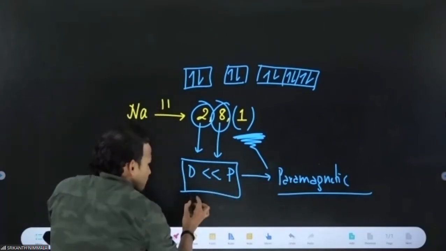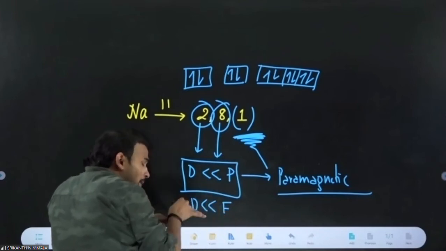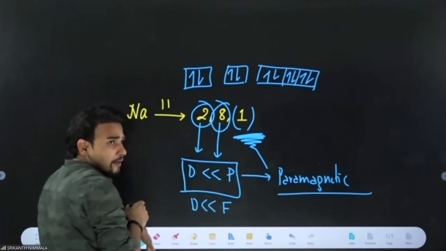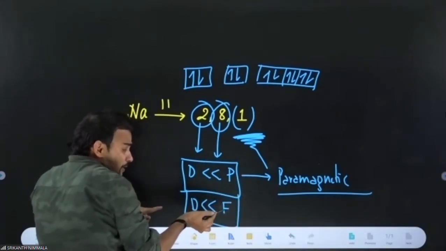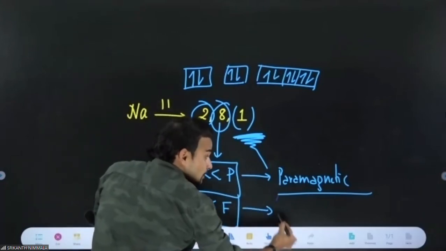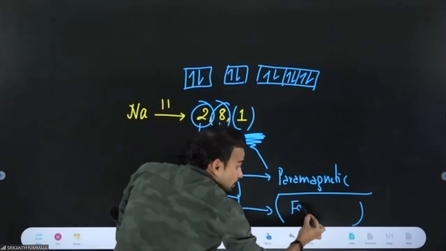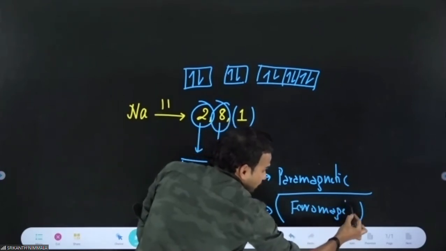The same thing happens if you have a ferromagnetic material. There also diamagnetism is there. But again, the same thing happens: ferromagnetism dominates, so it becomes a ferromagnetic material. Come on, you write this.